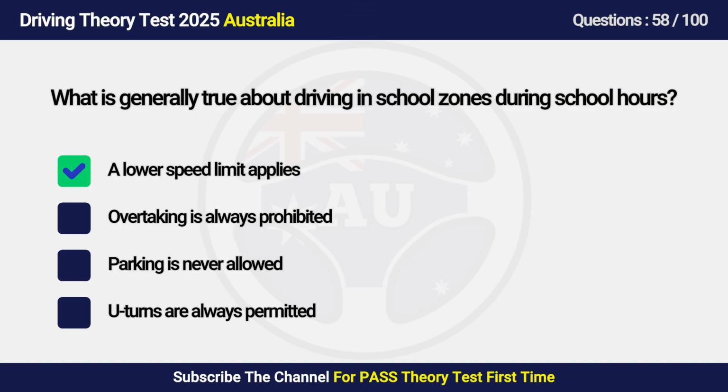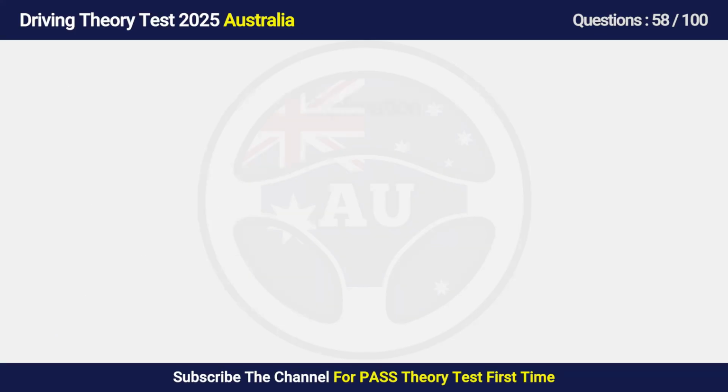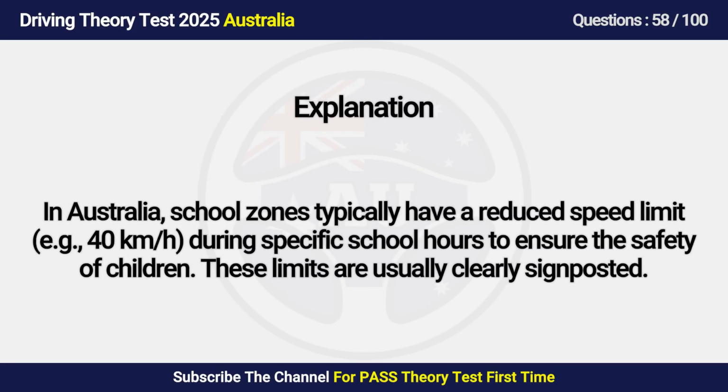Answer is A. A lower speed limit applies. In Australia, school zones typically have a speed limit, e.g., 40, during specific school hours to ensure the safety of children. These limits are usually clearly signposted.